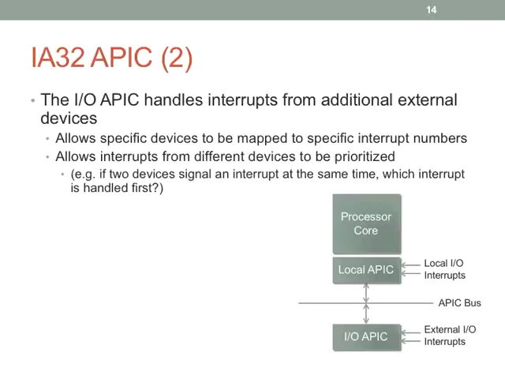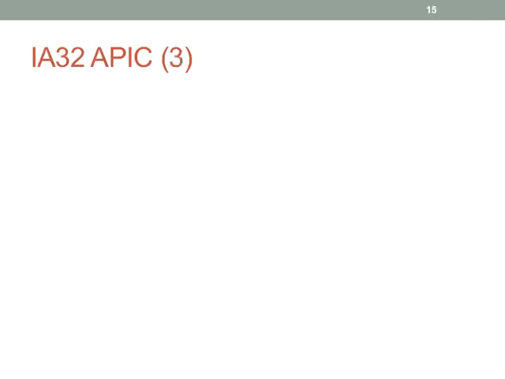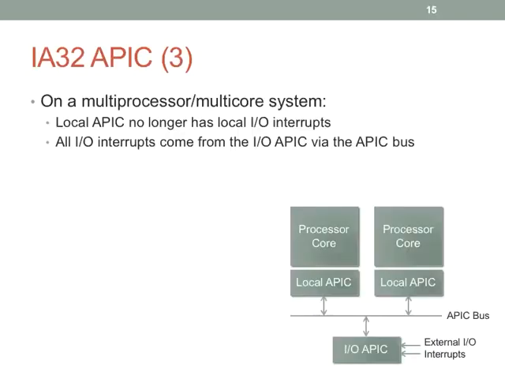Okay. Other details, like I say here, different devices can have prioritized interrupts, so that if two of them occur at the same time, which one is delivered? Or I should say which one is delivered first. So those kinds of things can be set up. All right, so yeah, the I/O APIC usually lives on the motherboard.